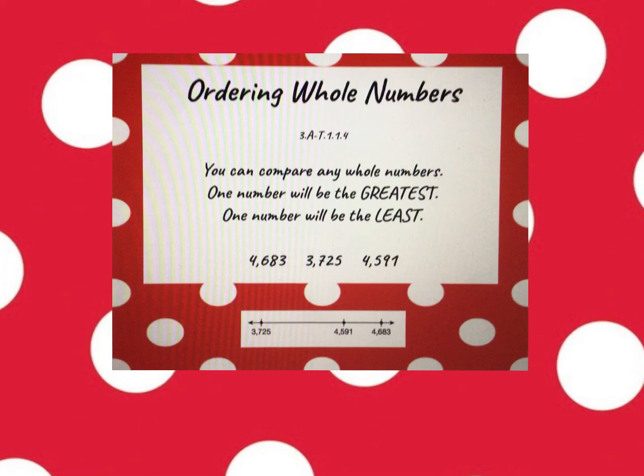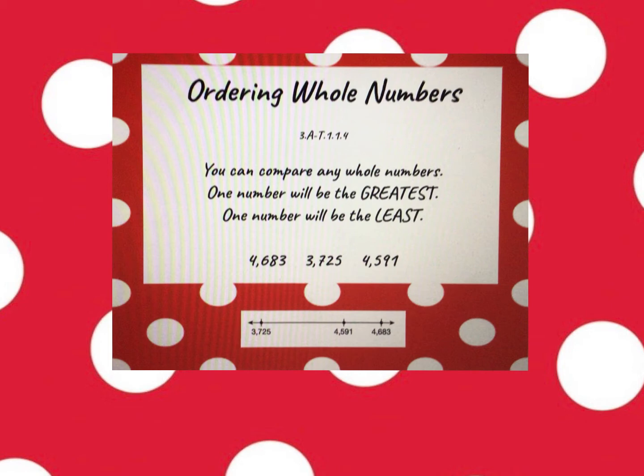Hey, rock stars. What we're going to be working on today is continuing to order whole numbers. You can compare any whole numbers. One number will be the greatest or the biggest, and one number will be the least or the smallest. We're going to be practicing numbers in the thousands place today.